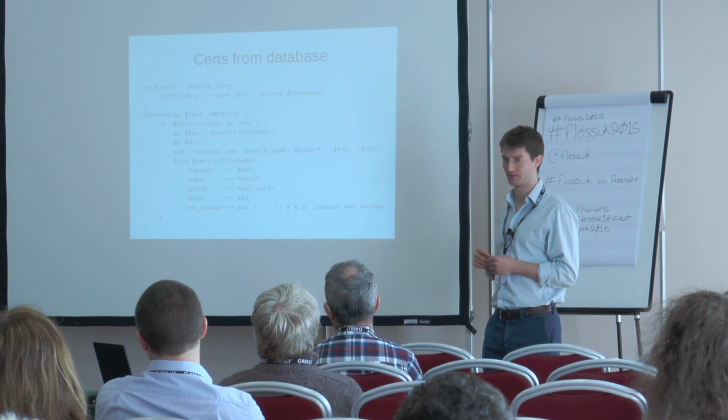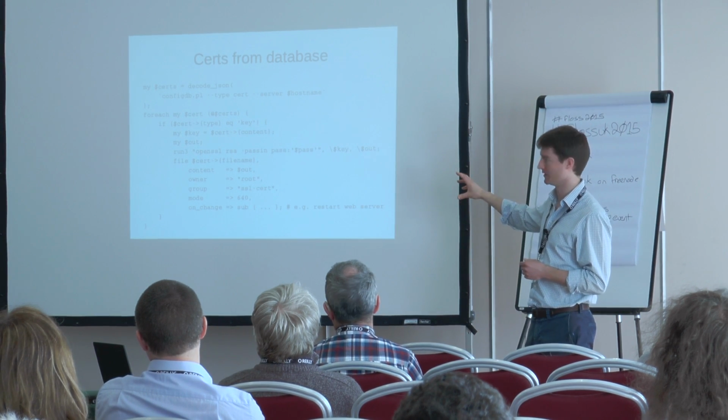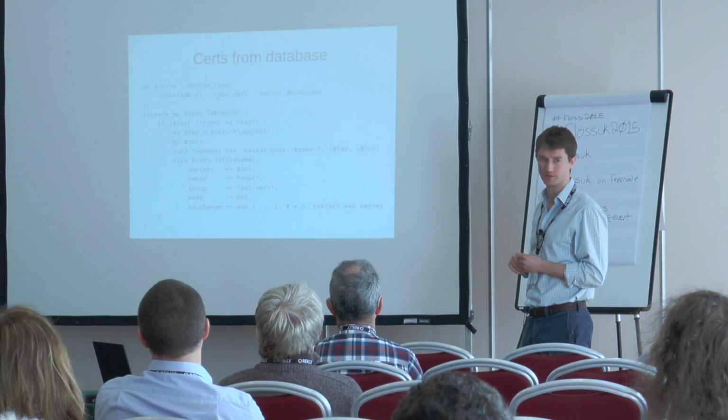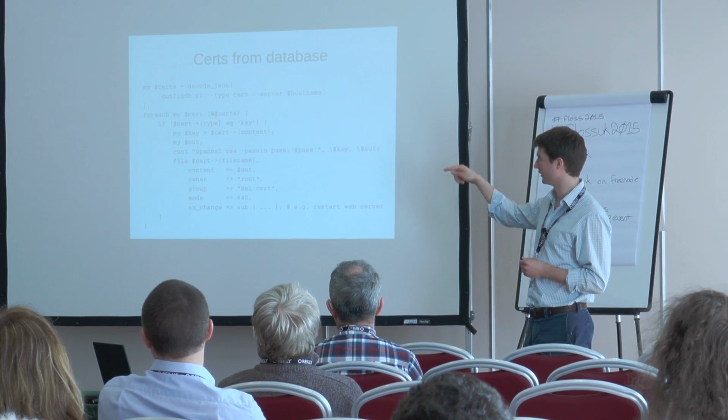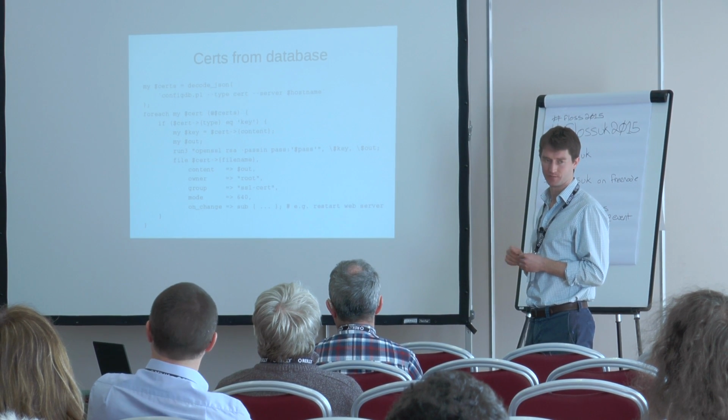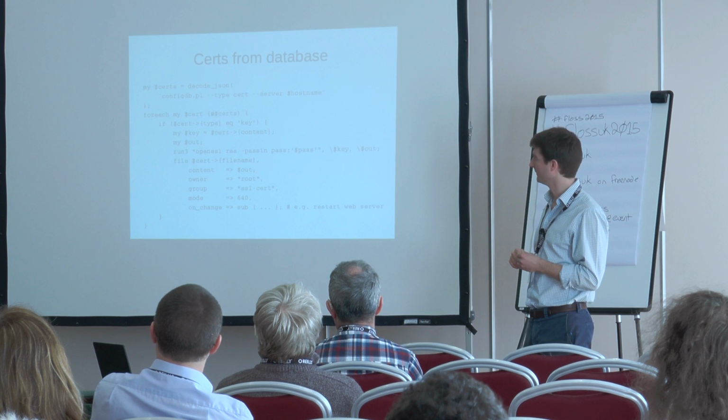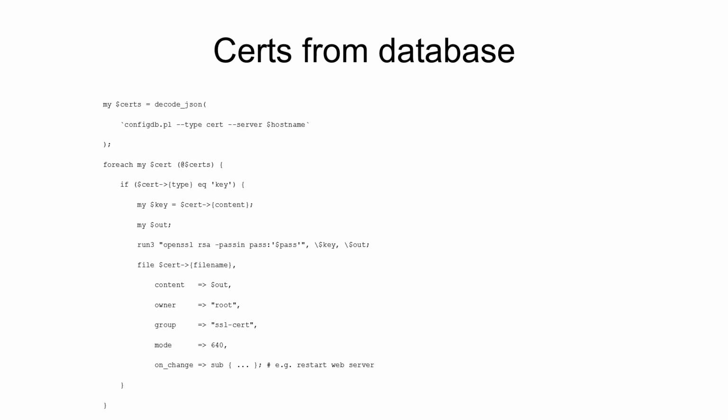I then loop through each of those certificates. I've not shown the whole script here just to simplify things. I've just put the one in for the private key because that's the most interesting. But for each of those certificates in that array that it's returned, it tells me what type it is and where it should be. Now, if its type is a key, then it needs to unencrypt it.